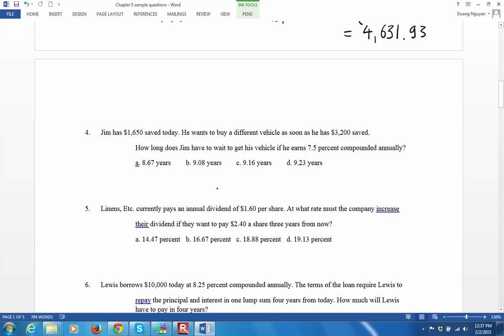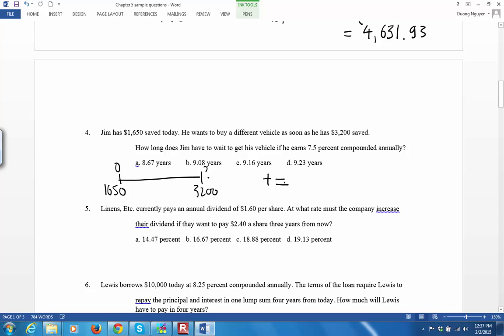The same thing here. Alright, Jim has $1,650 today and he wants to have $3,200 to buy a vehicle. So how long will it take if the interest rate is 7.5% compounded annually?